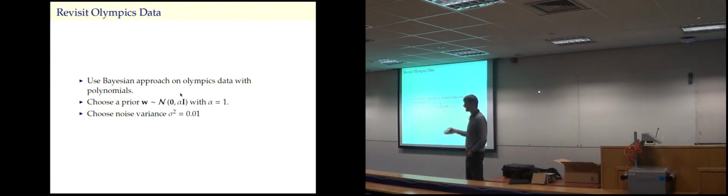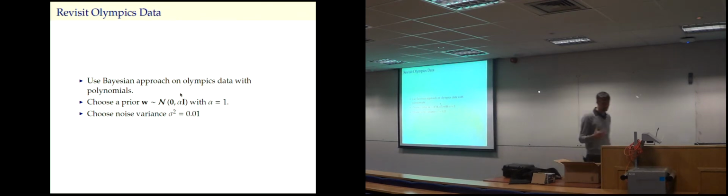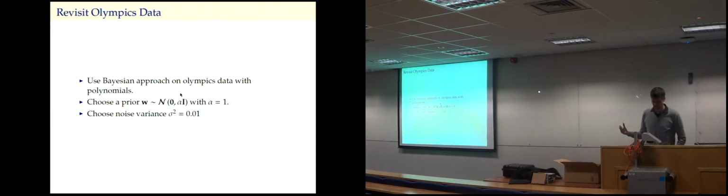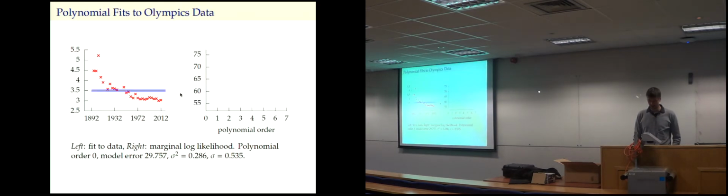The idea in that case is we had a basis function expansion, and then we were choosing a prior on the weights of those polynomials. So in this case, I've said, okay, prior with alpha equal to 1 and a noise variance of 0.01. Just to show you what those fits look like, these are slightly different from the ones we did, because they're ones I did a couple of years ago, but it's the same idea.